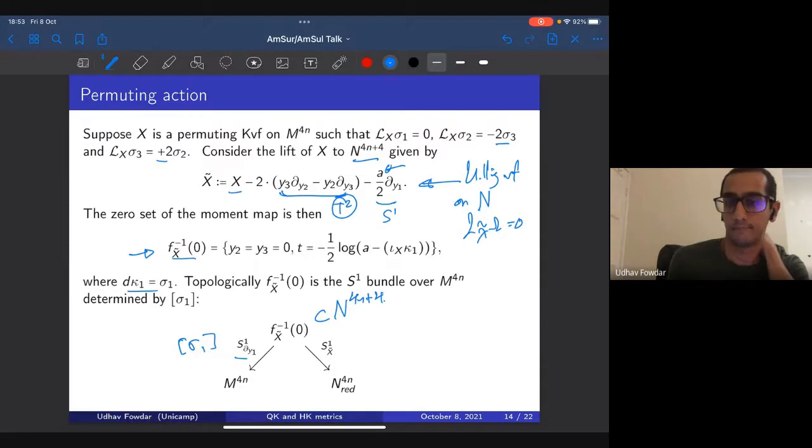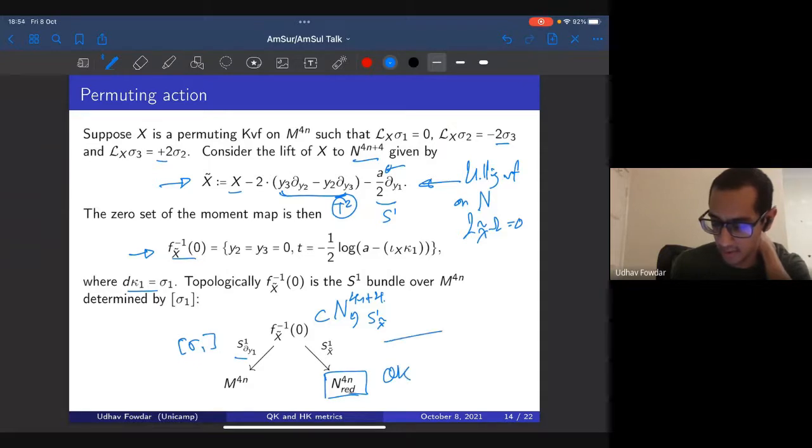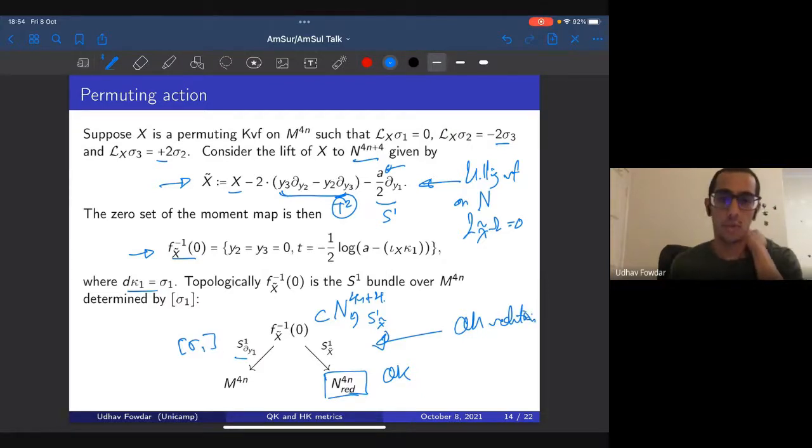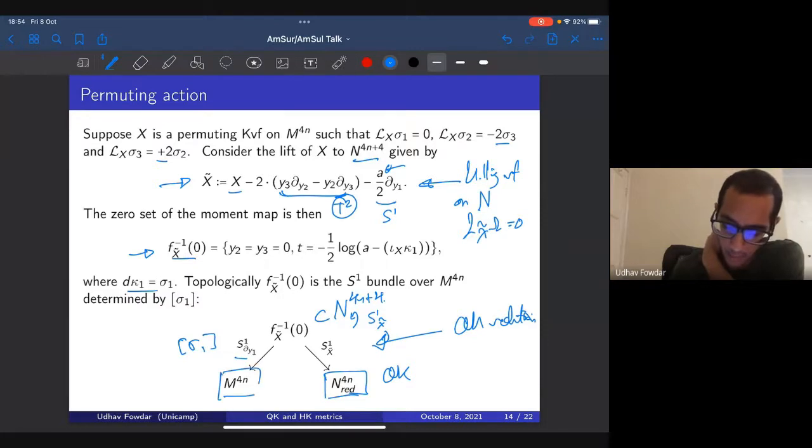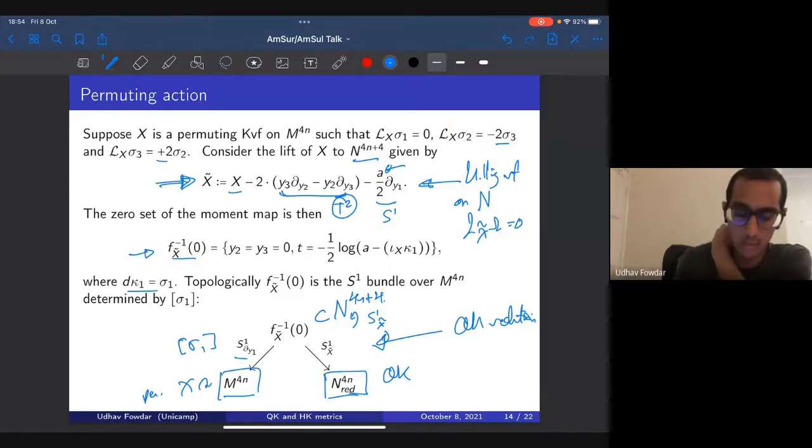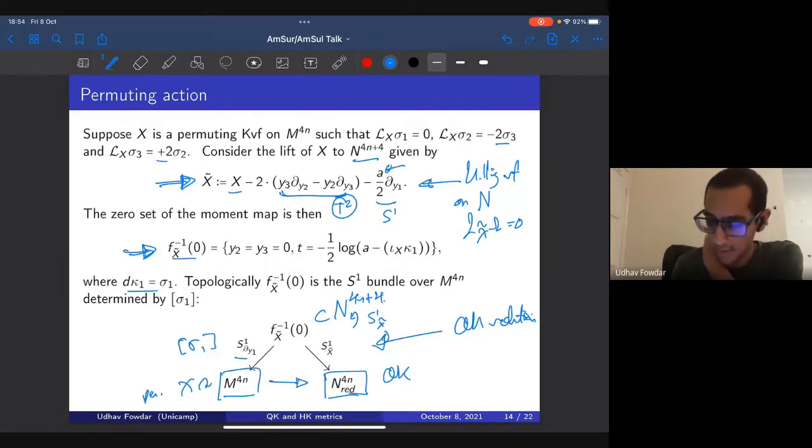your Quaternion-Kähler manifold. Now there's an S1 action on this space generated by this vector field X tilde here, which preserves the induced metric as a submanifold. And if you take the Riemannian quotient, so the Riemannian submersion, then you get a Quaternion-Kähler metric. So this is simply the Quaternion-Kähler reduction. Okay, so what I'm saying is that starting from a hyperKähler manifold with a permitting vector field X, you can lift it to your Quaternion-Kähler space. You look at the moment map of the space, you get some codimension 3 submanifold. You can take the Riemannian quotient of that, and you can produce a Quaternion-Kähler metric of negative scalar curvature.